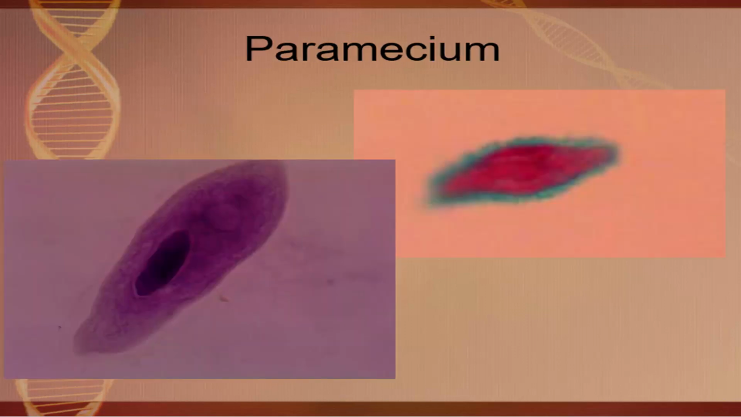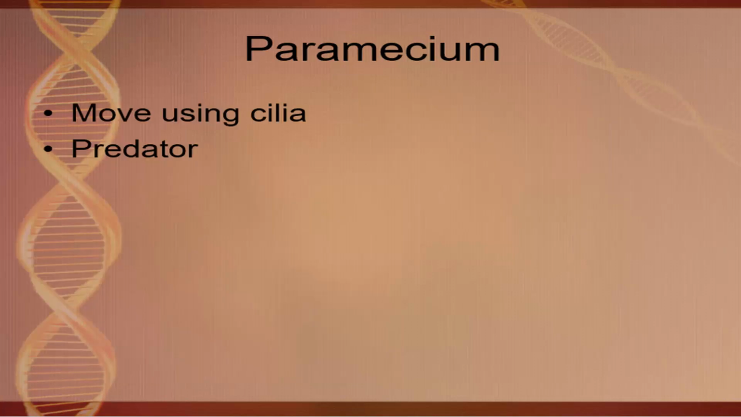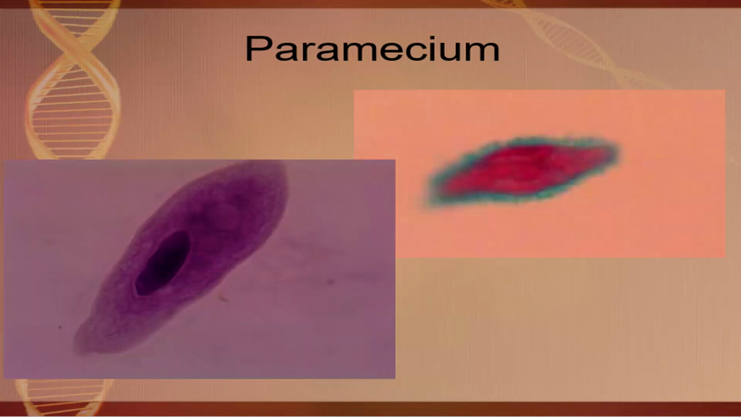Now we'll look at Paramecium. This is another predator. And they move by taking these little cilia on the outside and they beat them like paddles. And these guys can move really, really fast. Now, these organisms eat other organisms. They're a predator. And it's the little cilia that help them move.